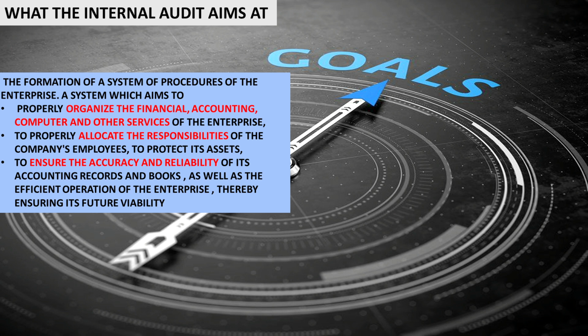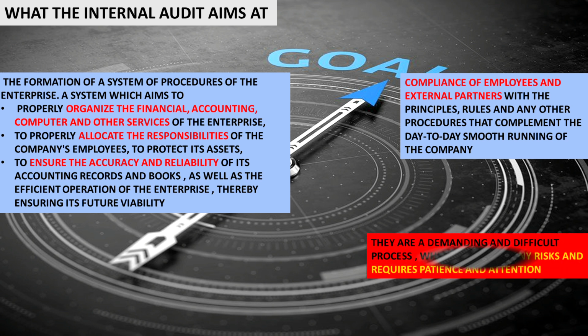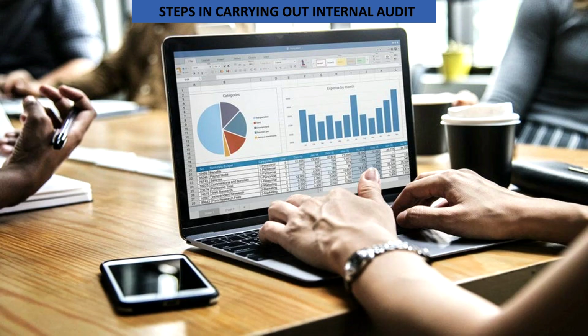viability. Another important objective is the compliance of employees and external partners with the principles, rules, and any other procedures that complement the day-to-day smooth running of the company. The internal audit objectives may be only two, but they are a demanding and difficult process which involves many risks and requires patience and attention. Now let's see the steps in carrying out internal audit.